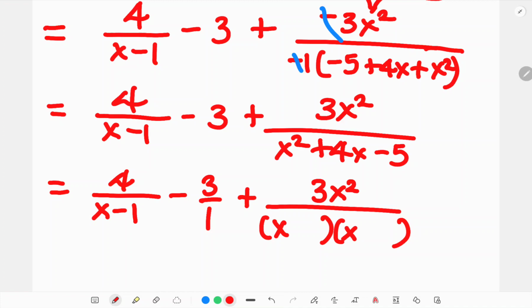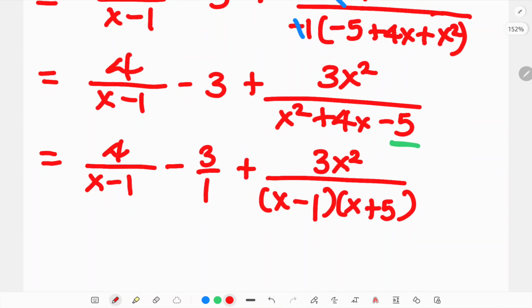So we need to look for two numbers that when we multiply them, they give us minus 5, and when we add them, they give us plus 4, right? So that is plus 5 and minus 1, right? Minus 1 times 5 gives us minus 5, and minus 1 plus 5 gives us positive 4. Hence, we choose those numbers.